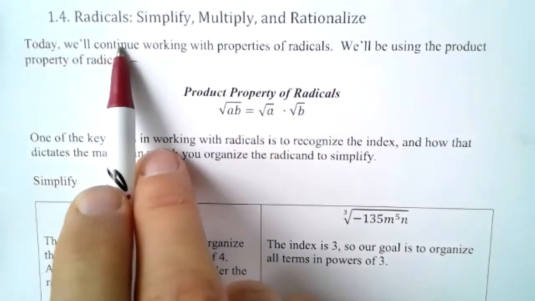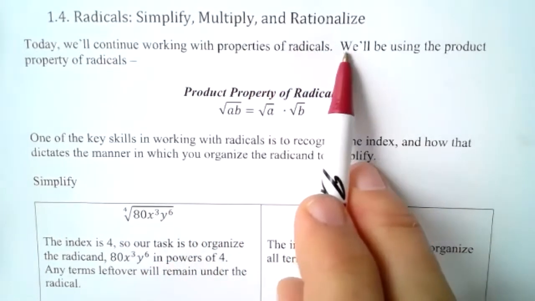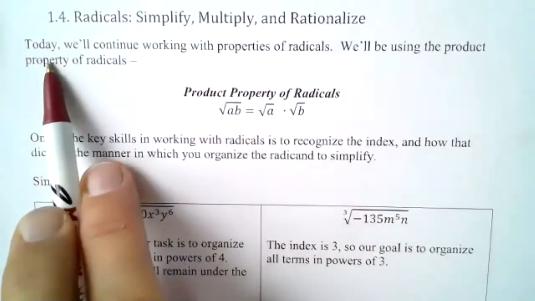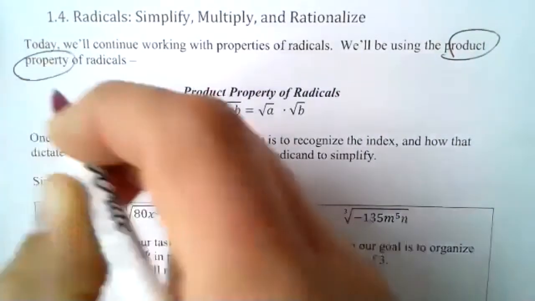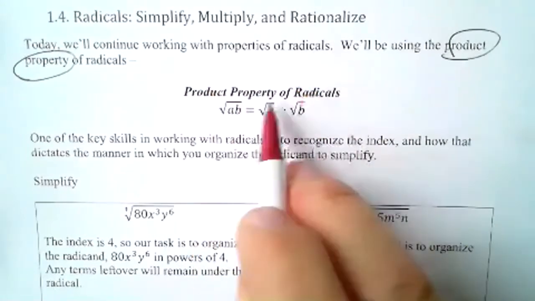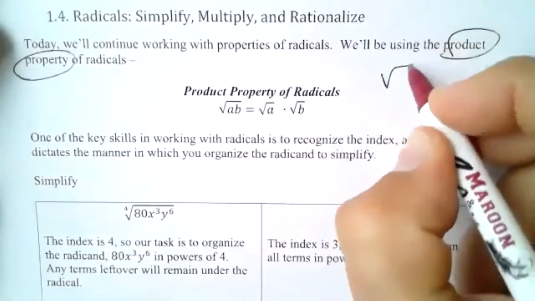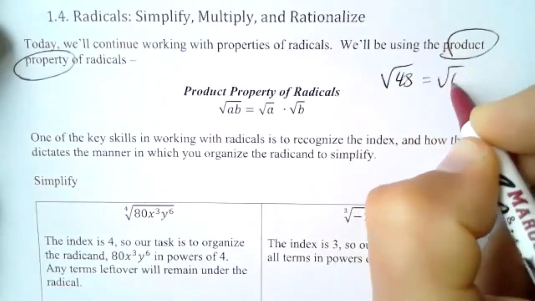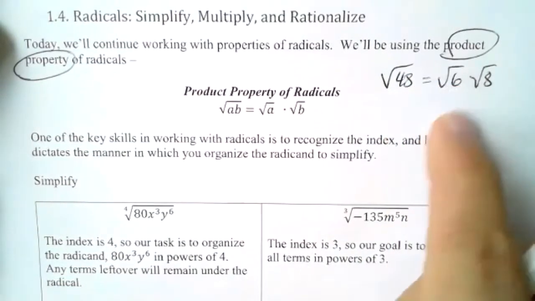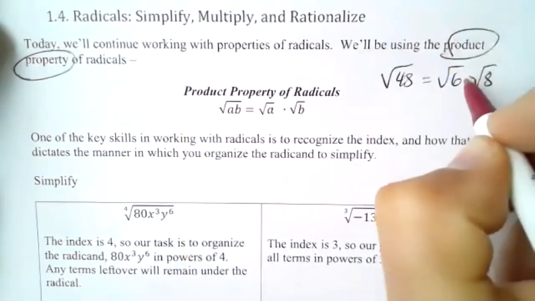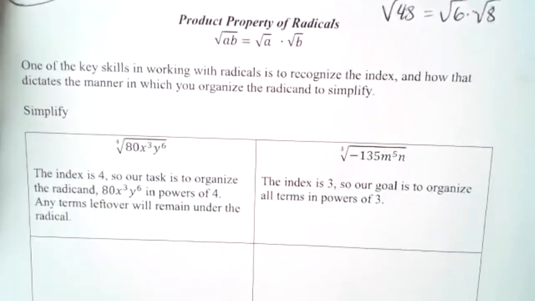So today we'll continue working with properties of radicals. We'll be using the product property of radicals. Product property. I'm going to circle that, okay? So the product property of radicals looks like this, and it's a lot like what we just did. We've already done it. So you remember how we did 48 with 6 times 8? Well, I've already started using the product property of radicals, okay? You've already seen this. And so this is just another way. We're just getting more practice now, okay?